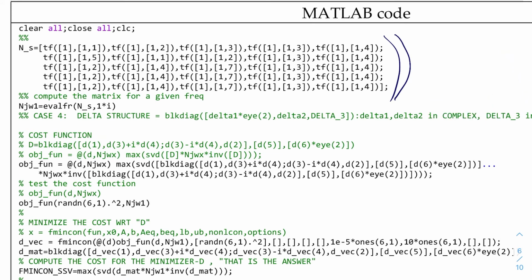After you are done with that, the only thing that you need to do is to write a for loop, right? Just divide all the frequencies, discretize it, and then compute the SSV values for each corresponding complex matrix, and then for a given structured uncertainty, you will have an SSV plot. This is omega, right? SSV plot.